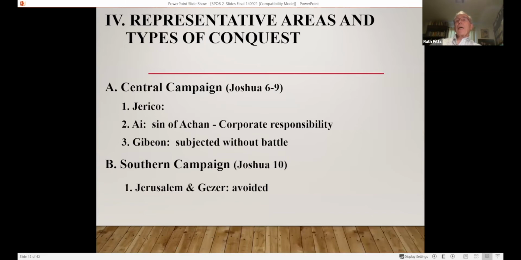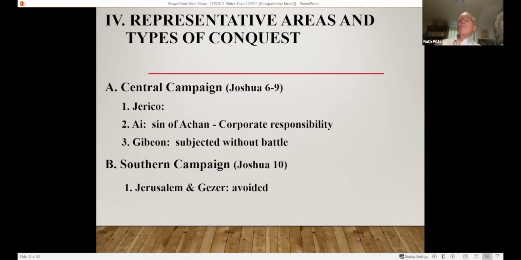The central campaign, if you followed Joshua, is pretty easy to follow. Chapters 6 through 9 take us through Jericho, which is given over to them miraculously through the power of God. So they have this big success, and then they move on a few miles away and are defeated by a little village called Ai. Why were they defeated? Well, one of the fellows did not devote everything to God. He kept some of it for himself. This was the family of Achan.